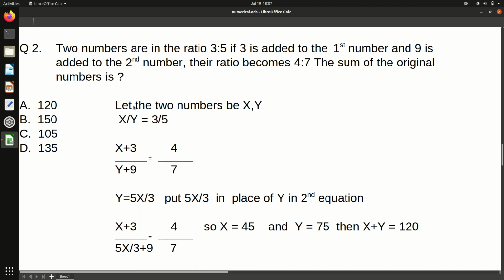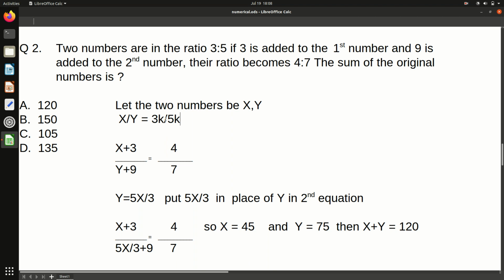Okay, so two numbers are there. So let the two numbers be x and y. Now it is saying that they are in the ratio 3:5. So x/y equals 3/5, simple. But see, directly we cannot write like this. Ratio basically means x/y equals 3k/5k, because this is ratio. So it must be something like 3k by 5k.